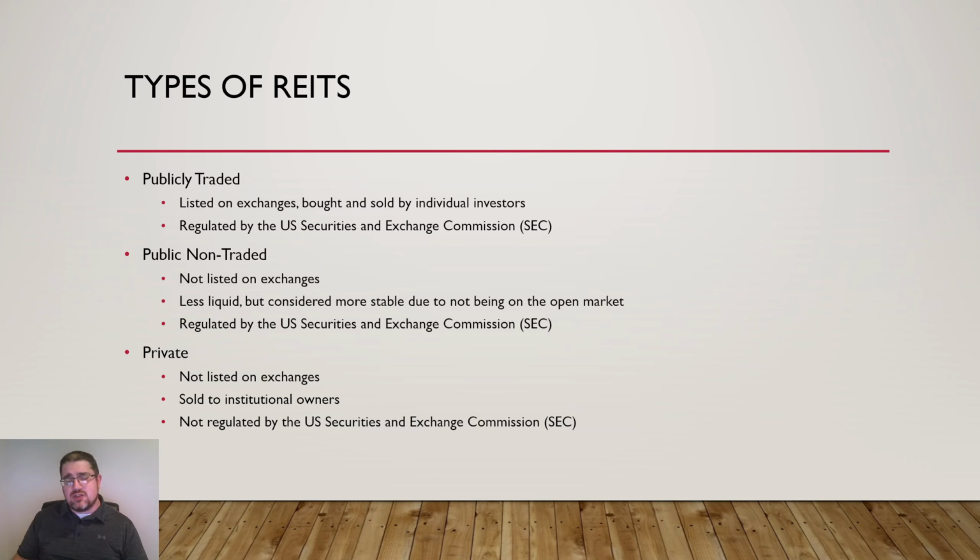They're not listed on exchanges. If you've been watching my videos, you kind of know these already. I invest through Fundrise. So if you go through them, you're giving them money and they're putting it in their own REITs that they created. That's that public non-traded part, because it is regulated through the SEC. They're a little less liquid, but they're considered more stable due to not being on that open market, not being traded all day long.